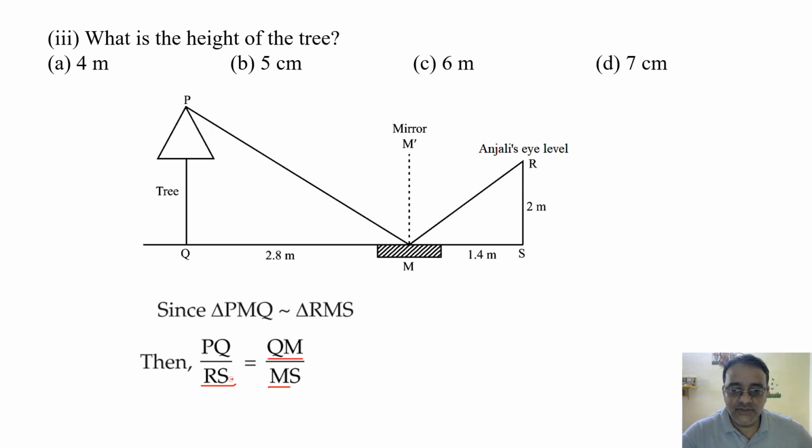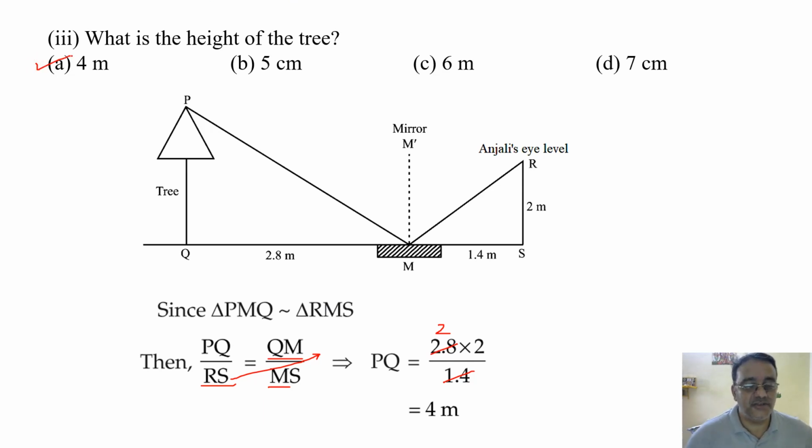So the RS that came as 2, we can shift here like this. So look carefully, 1.54 and 2.8 we can cancel. We are getting 2 into 2, 4. So the correct option is A. Right. Any doubt in this question?